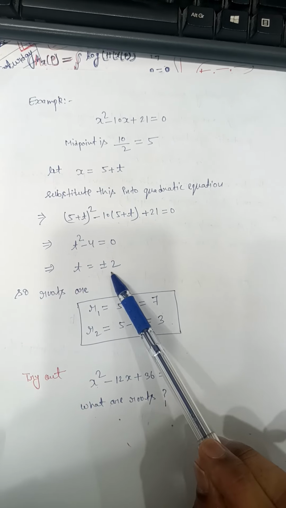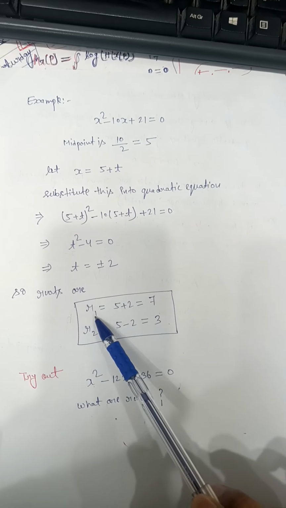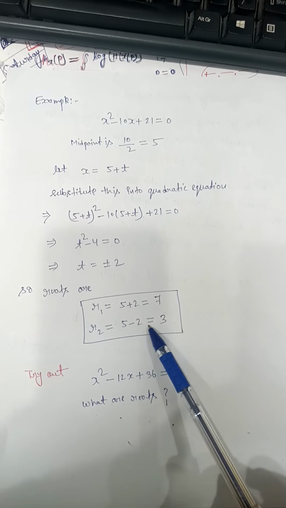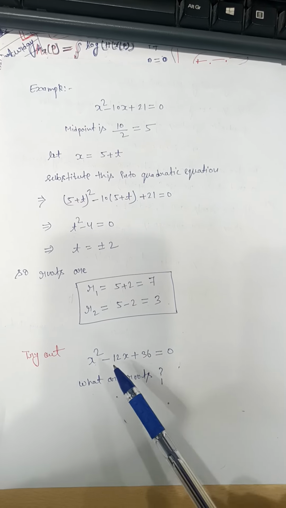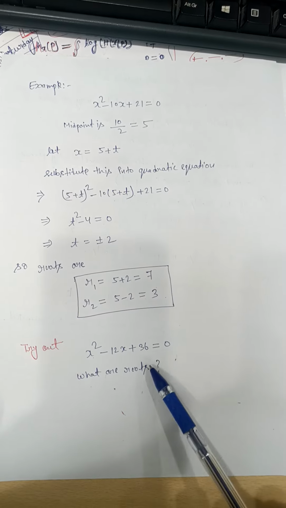Now we got t and we already had b. Now what are the roots? r1 is equal to 5 plus 2, which is equal to 7, and r2 is equal to 5 minus 2, which is 3. So these are the two roots. Now you can try this problem and you can find the roots.